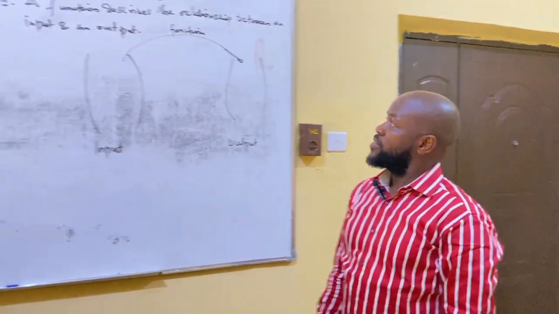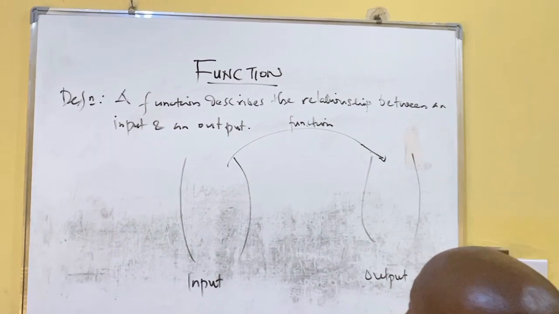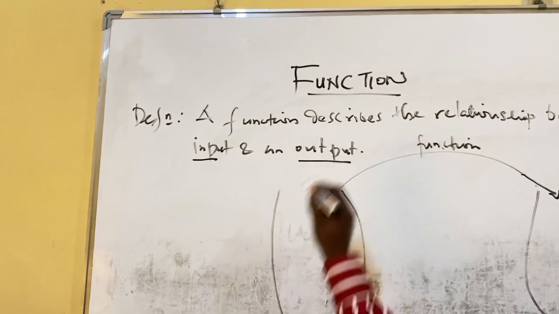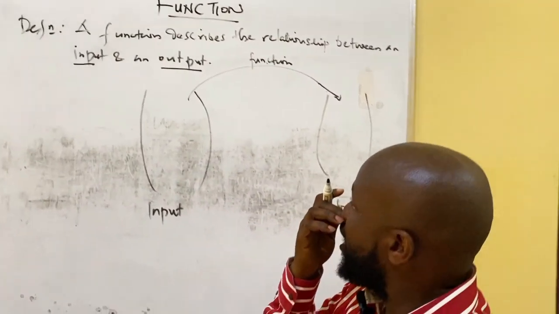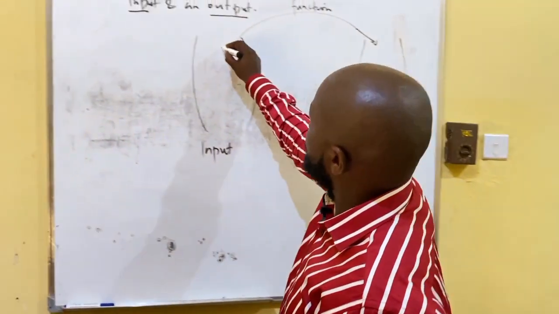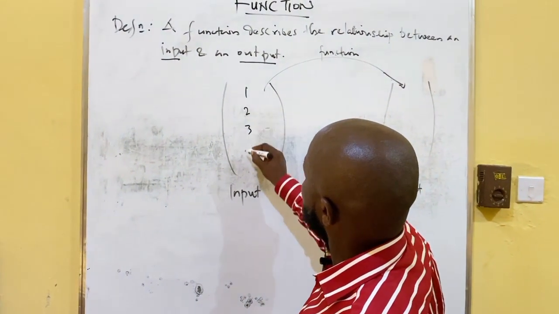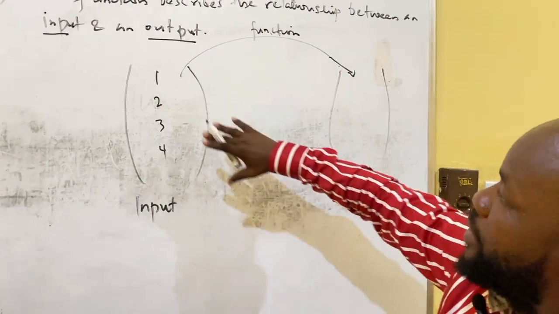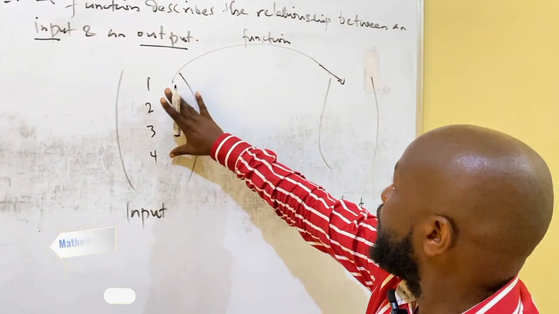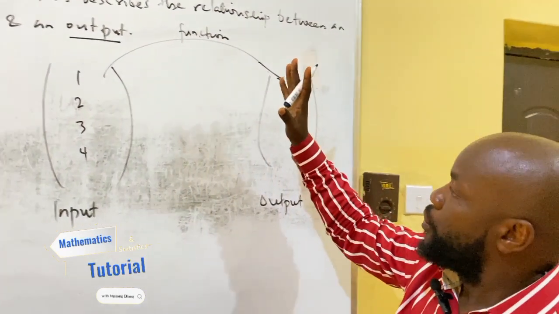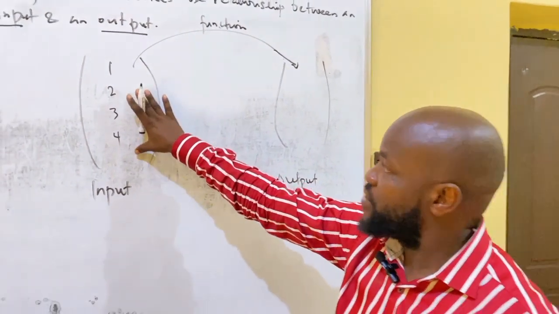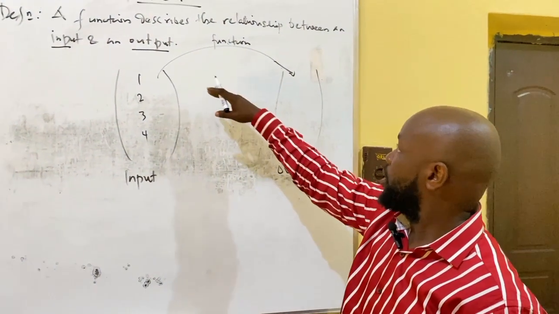Today we'll be talking about functions. Here on the board, we say that a function describes a relationship between an input and an output. So if we have a set of inputs, say 1, 2, 3, 4, a function maps this set of inputs to an output. So the output depends on the set of inputs, and what transforms the input to an output is called a function.